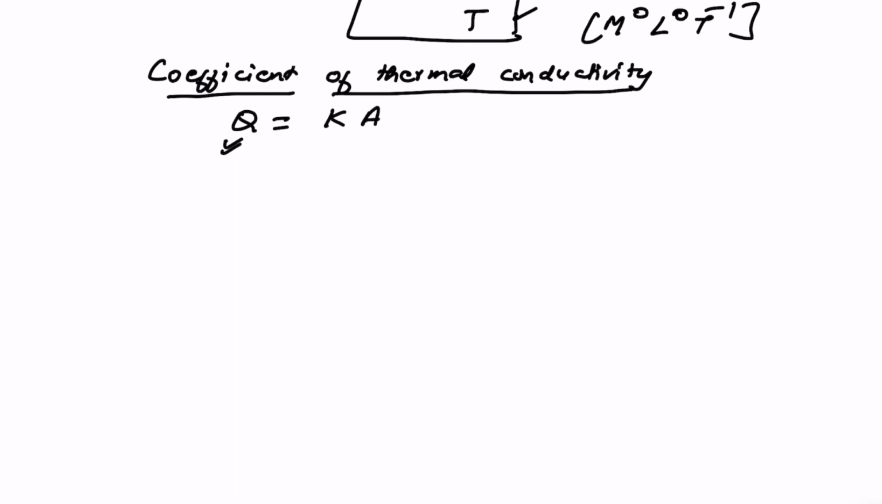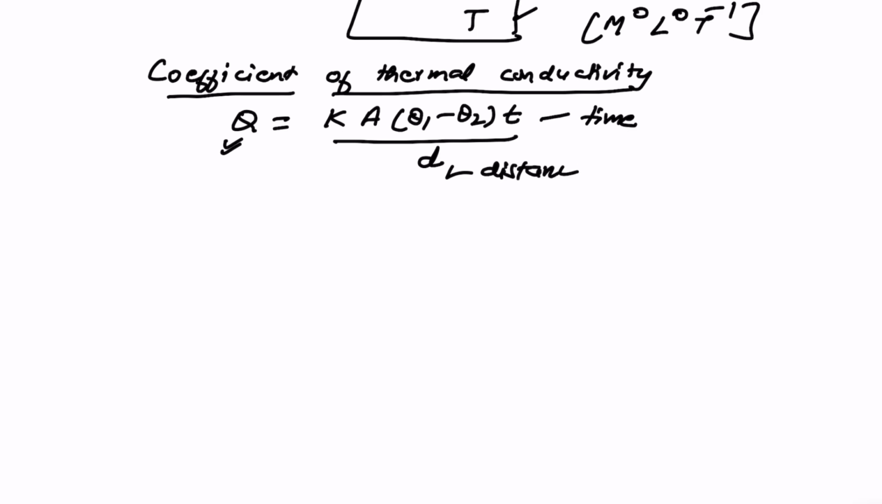If Q is the amount of heat flowing, A is the area, and I am denoting the temperature by theta, then there is a formula Q = KA (theta 1 minus theta 2) t upon d. Here t stands for time, d is the distance. Actually, it is like this. Suppose we have a cube.